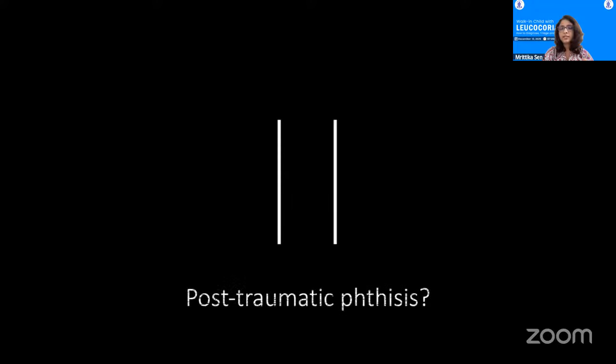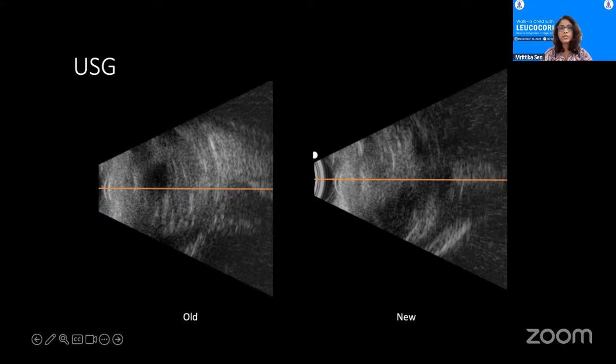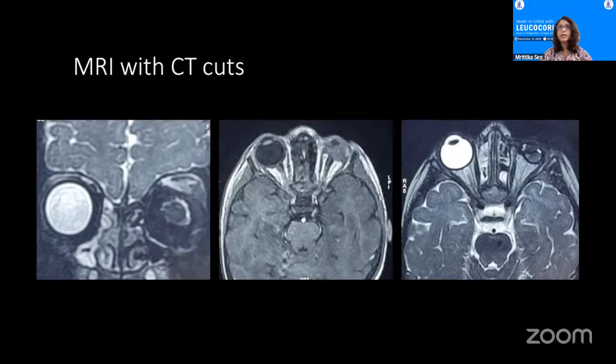So let's just pause and think about it. Is this really a post-traumatic phthisical eye? So we repeated the ultrasound and we looked at the older ultrasound, which was done by the ophthalmologist somewhere else. And we found that there was no clear mass as such, but possible areas of hypoechogenicity, possibly calcification.